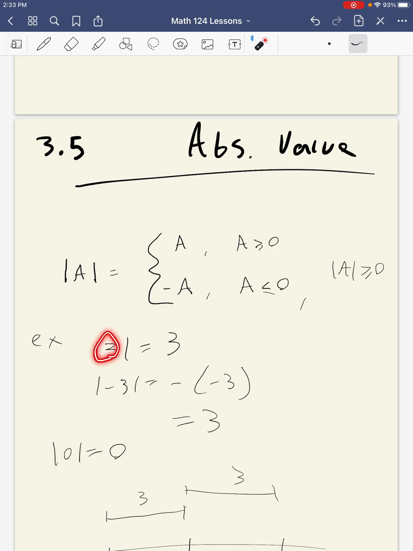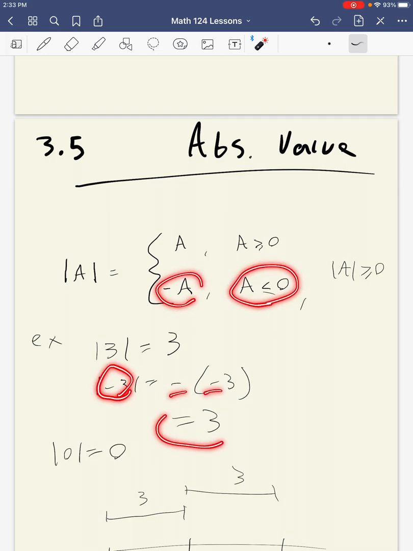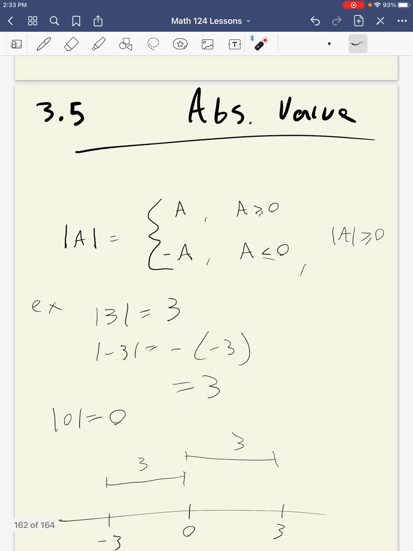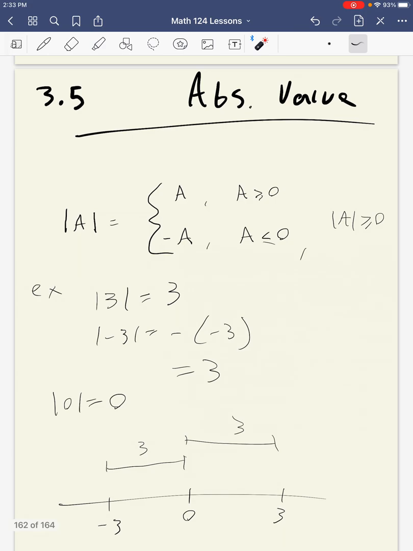So for example, if we plug in the number 3, 3 is positive, so the absolute value of 3 equals 3. If we plug in negative 3, well, negative 3 is negative, so we put a minus sign in front and we get positive 3. If we plug in 0, the absolute value of 0 is 0.